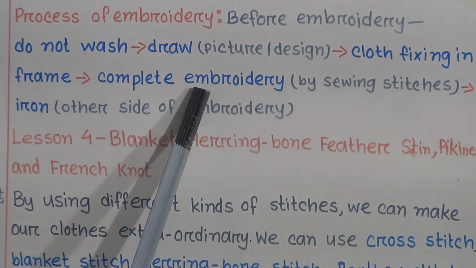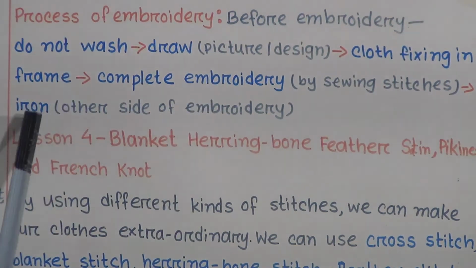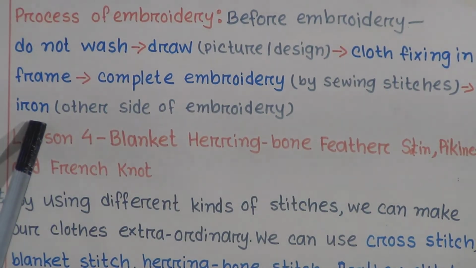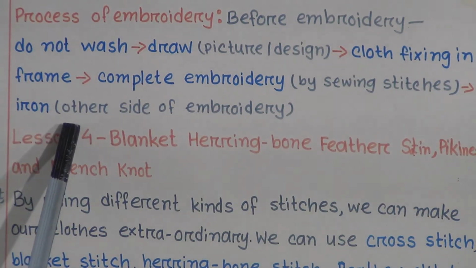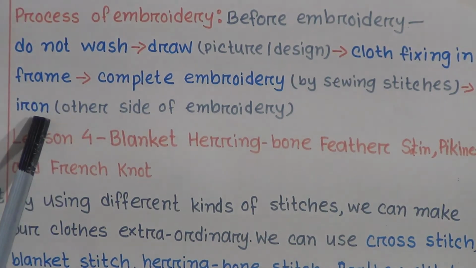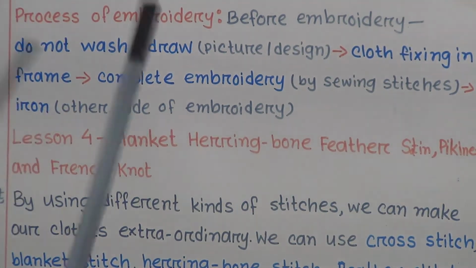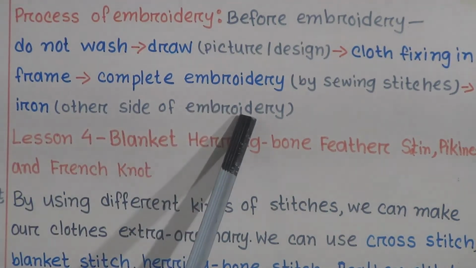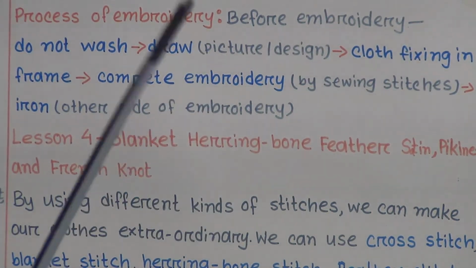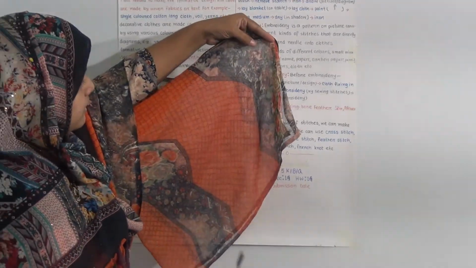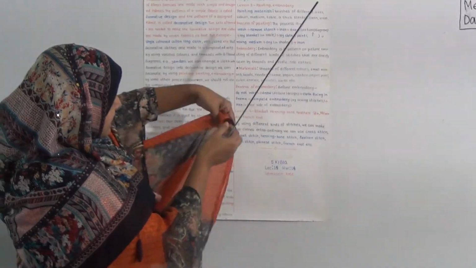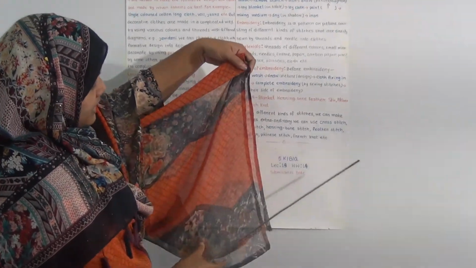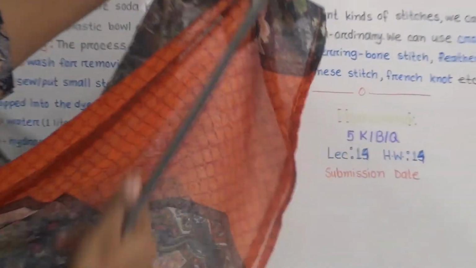And when our embroidery is completed, we will iron the cloth. Here I'm marking, we can't iron on the main side. We have to iron the other side of the embroidery. Students think that this side we have made embroidery, and on this side we can't iron. We have to iron on the other side. If we iron here, the embroidery will be perfect.